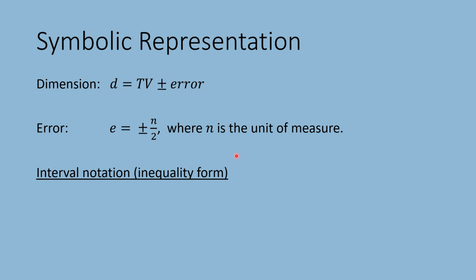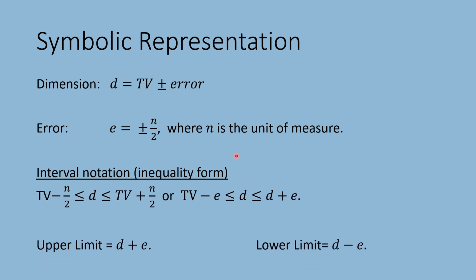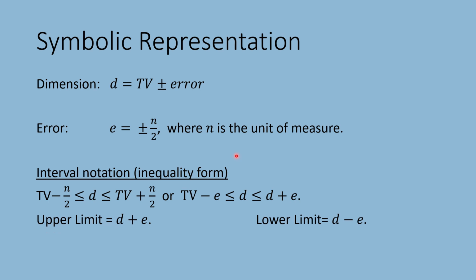There is also a way of representing these dimensions in interval notation or inequality form, which is very simple. I'll show you as we go on. That is in symbolic notation. That is how it may look. We are going to have upper limit equal to dimension or true value plus error, and lower limit equal to dimension minus error.